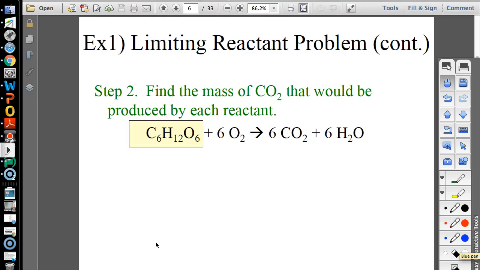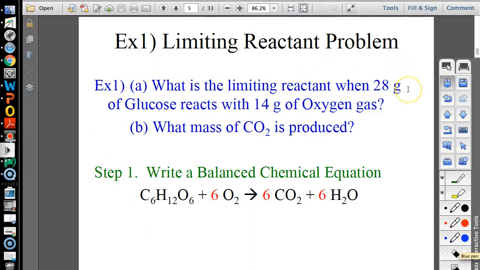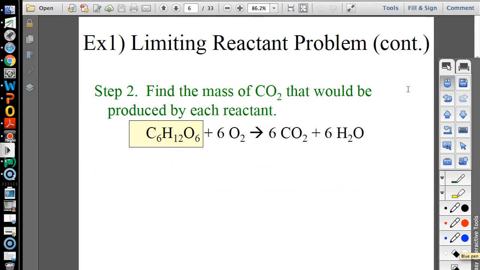Okay. So up here, it told me that I have 28 grams of glucose, and then I have 14 grams of oxygen. I can't really eyeball this and tell you which one is limiting. The molar masses are pretty complicated, so I have to do some math here. What we're going to do is 2 problems. We're going to solve for the mass of CO2 from glucose, and then the mass of CO2 from the 14 grams of oxygen. Whichever one's the smallest, that's our limiting reactant, okay?